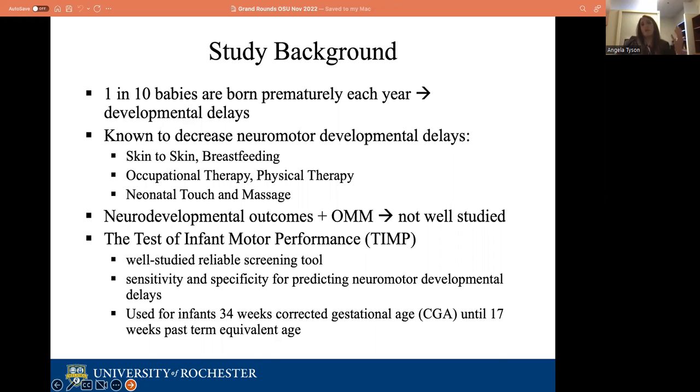All right. So I present all this information because the first thing I want people to know is this is a problem. It's a common problem. It's a big problem. We know that there are things to help it. We know the thing I'm interested in has not been well studied, so this is novel. And I have a tool that I'm going to use in this study that is very reliable, sensitive, and specific for the outcome I'm looking for, okay?